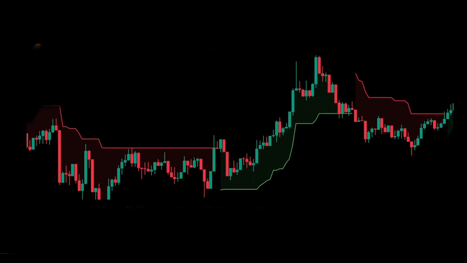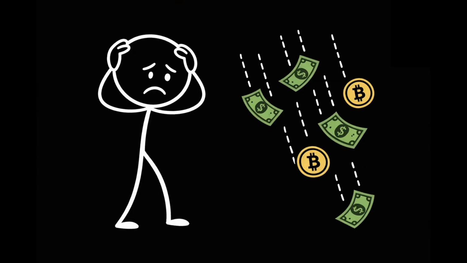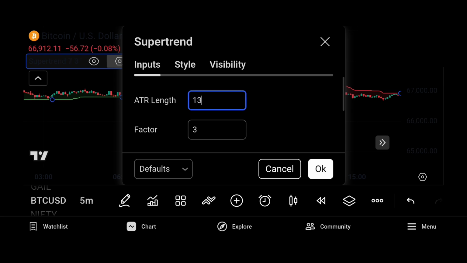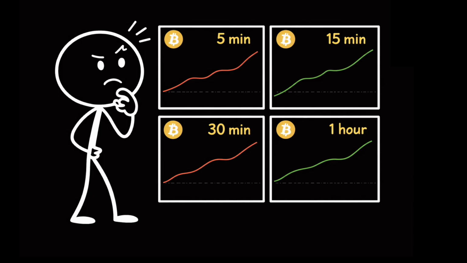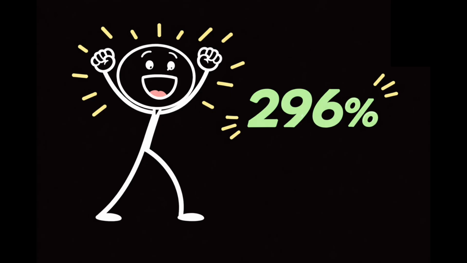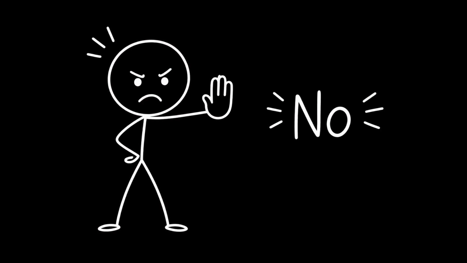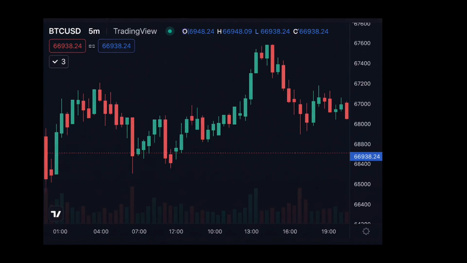If you are using Supertrend with default settings, you are not just wrong, you are probably losing money. I tested more than 24 Supertrend setting combinations on Bitcoin across multiple time frames, and most of them actually failed. But one setup gave me around 296% return. And no, this is not guesswork. I wrote full Python code and tested everything on real market data. Every trade you will see is generated by code, not by me manually.